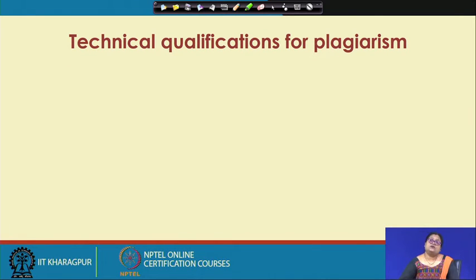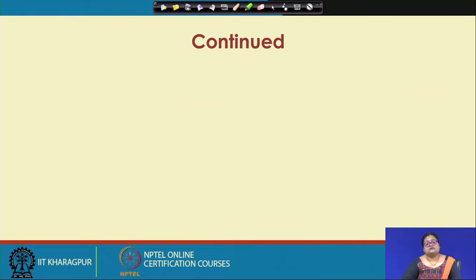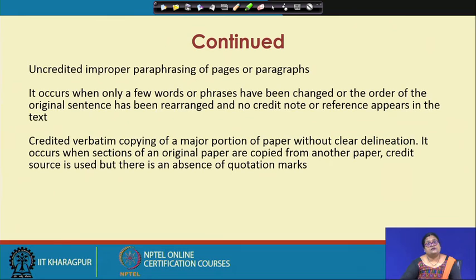What are the technical qualifications for plagiarism? This is very important and needs to be remembered. Uncredited verbatim copying of a full paper; uncredited verbatim copying of a large portion, greater than 20% or up to 50%; uncredited verbatim copying of individual elements like paragraphs, sentences or illustrations; and uncredited improper paraphrasing of pages or paragraphs.